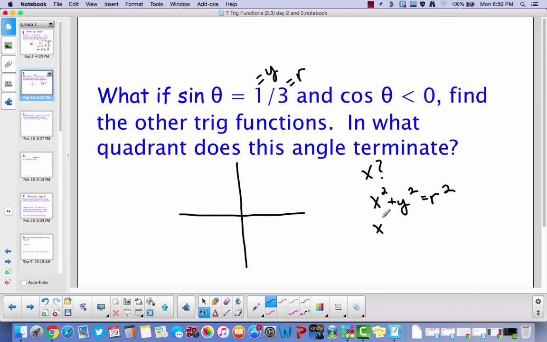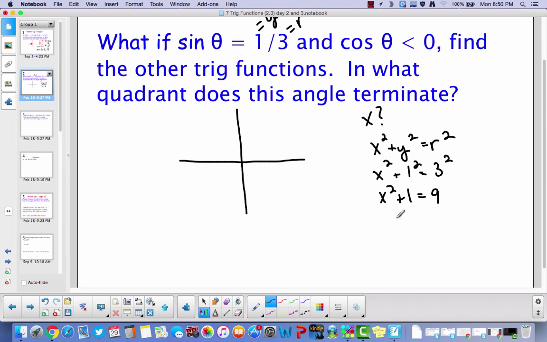Well, x we don't know. Y is 1, r is 3. So we get x squared plus 1 equals 9. Solving for x squared, we get x squared equals 8. Taking the square root of both sides, we get x equals the square root of 8, which is 2 square roots of 2. But now we need to go back because remember, square roots can either be positive or negative. And which value do we need? Well, if we're in the second quadrant, our x has to be negative.